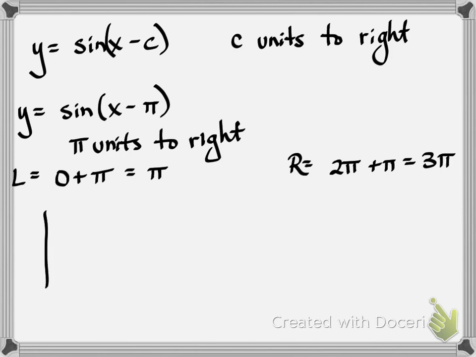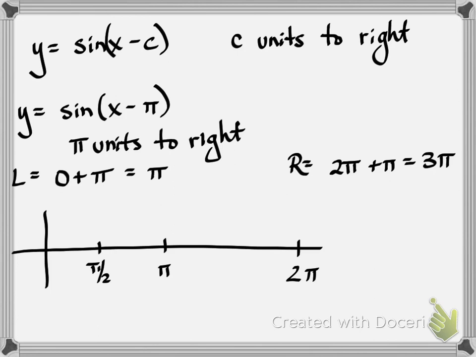So let's see what this looks like. Nothing else has changed. My amplitude's still 1. But there's that. Okay, so there's my normal 0 to 2 pi, but we know our left endpoint isn't even going to start until pi, and we know the right endpoint won't finish the curve until 3 pi. So these are the spots we're looking at. So I still have an amplitude of 1. It's just we've been shifted over.